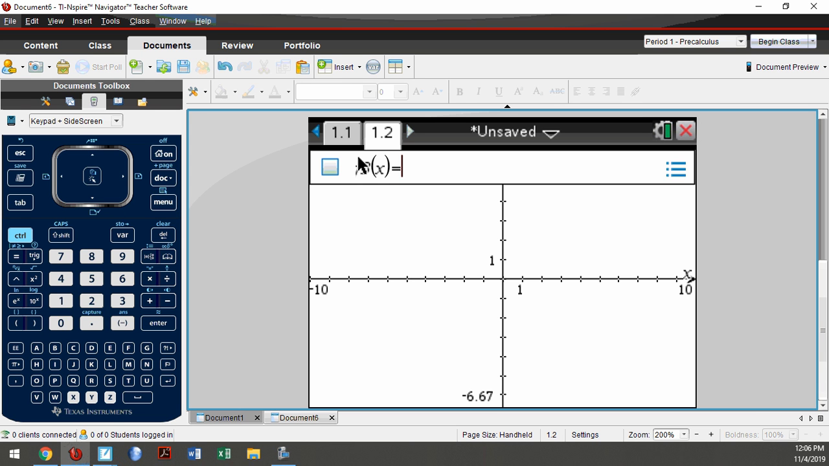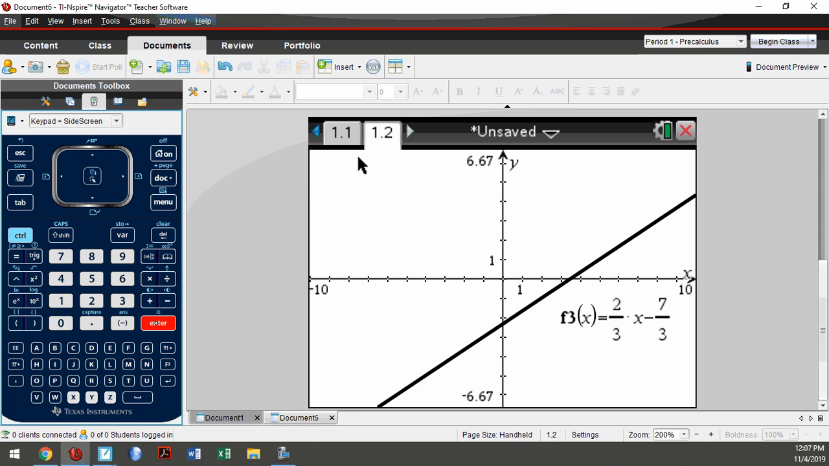And we're going to type the very first equation in there. So what was the very first equation? 2 over 3x minus 7/3. So 2 divided by 3, x minus 7 divided by 3. Hit enter. Yes? How do I get to enter my next function? Hit tab. And what's my second function? Negative 1 divided by 2 times x. Is that it? And hit enter.